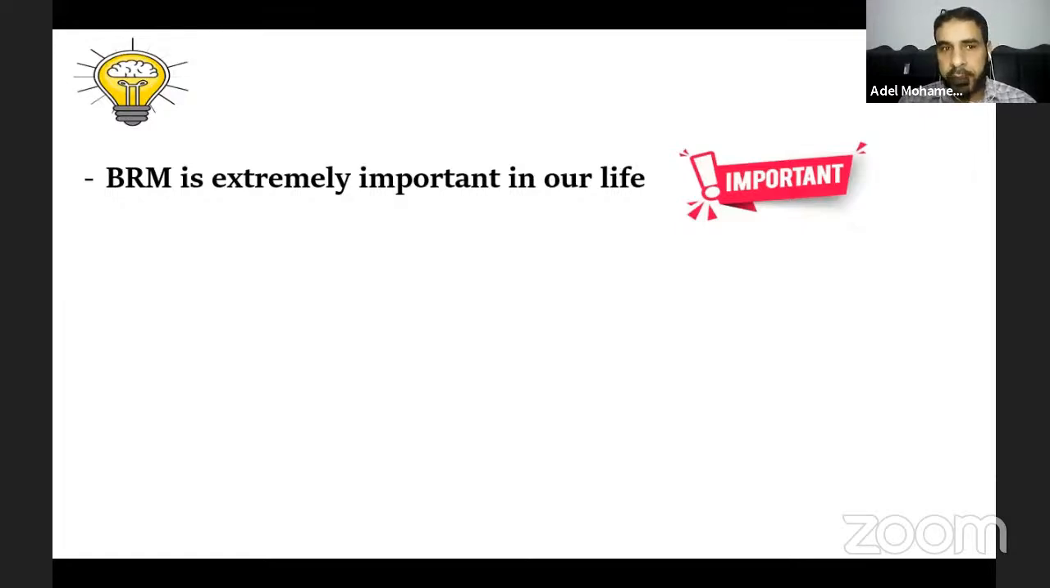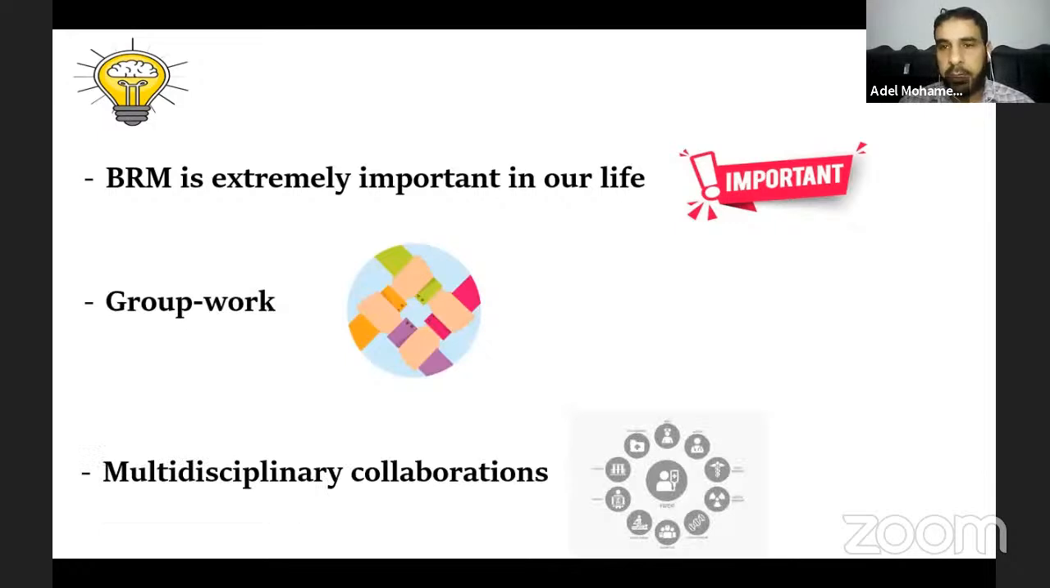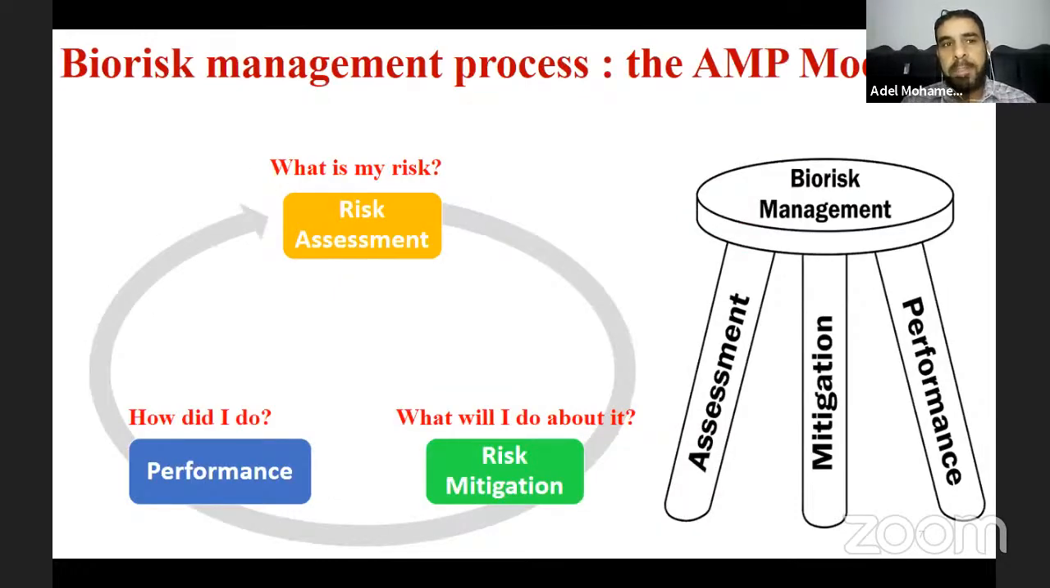So I discovered that biorisk management is extremely important in our life. It's group work, requires lots of planning, lots of hands working together, and also multidisciplinary collaboration. So first we apply the AMP model. I'm pretty sure most of you are aware of it, which relies on assessment, mitigation, and performance.